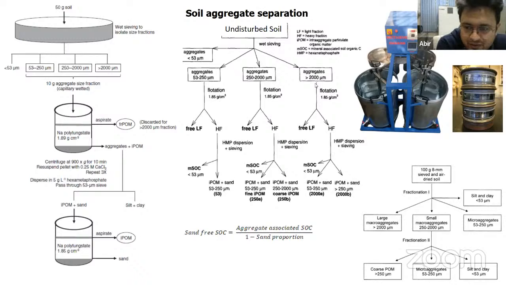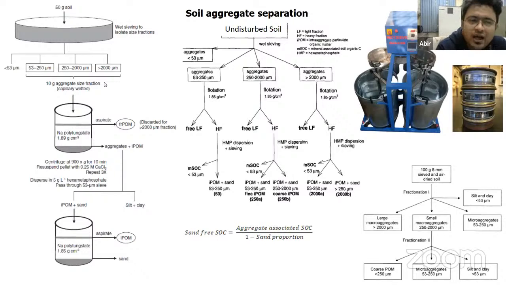So these are the fractions we can get through wet sieving. Obviously we can always couple the large macro and small macro, so we have our macro aggregates, micro aggregates, and our silt and clay portions. Then each of these portions has some soil, along with it some organic matter. Another thing it can have is some light fractions of organic matter.